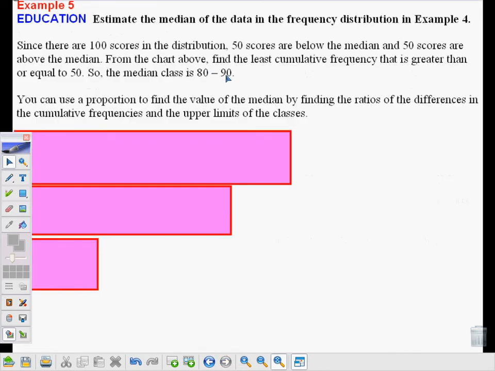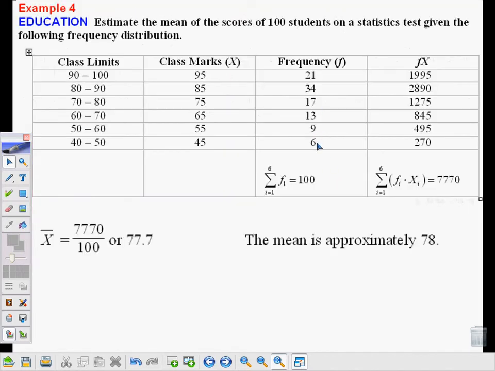So there's 100 scores in the distribution. 50 scores are going to be below the median and 50 scores are above it. Since there are 100 total, only makes sense, there's 50 below, 50 above the median. So if I count up from the bottom to find out where that 50th data value would be, I count up here, and that 50th data value is going to happen somewhere in this class limit right here.